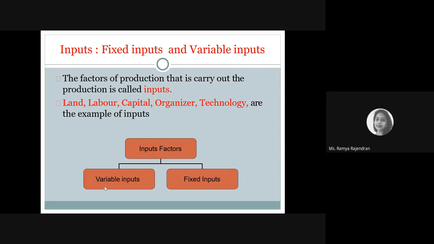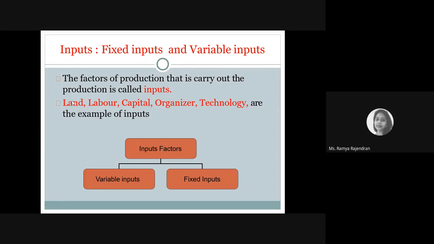Fixed inputs are the inputs which never change over a period of time, whereas variable inputs change over a period of time. So you have land, labor, capital, organization, technology. These are the inputs, right? When you see land, most of the time it is fixed. The amount you spend on buying land is actually a fixed cost. Whereas when you pay salary to your employees, that is your variable input. The money that you invest is a fixed input. It's going to remain the same at least for a period of time.